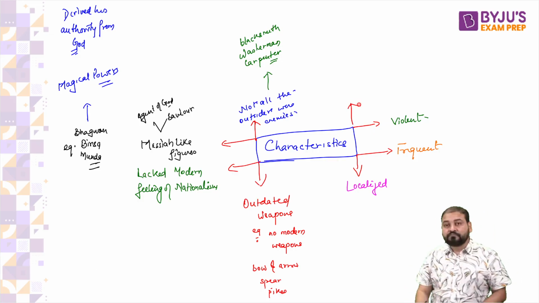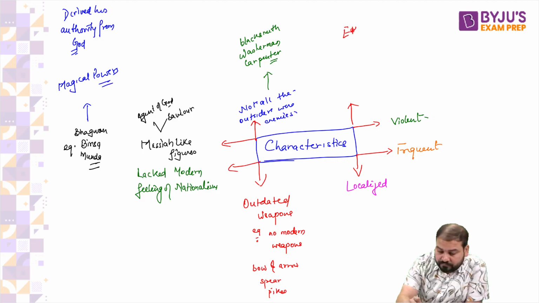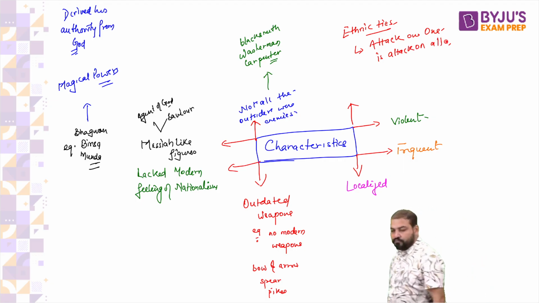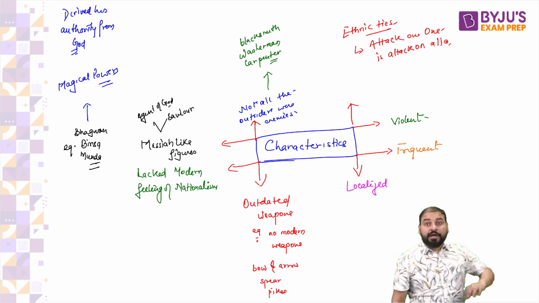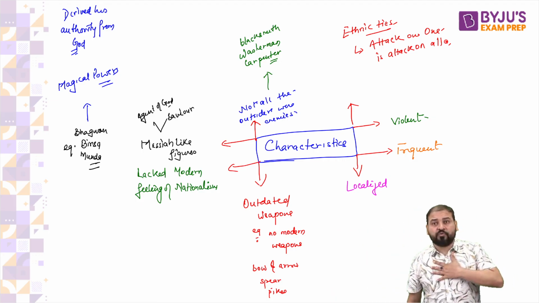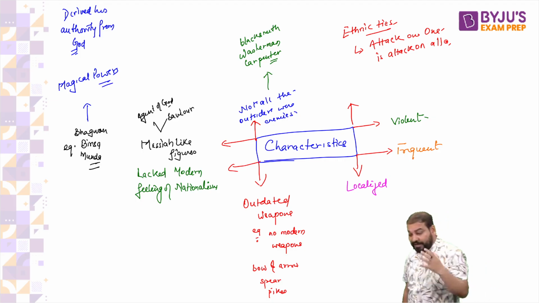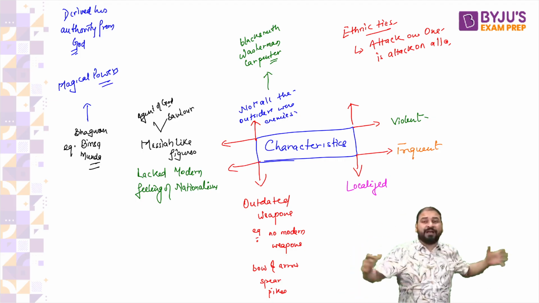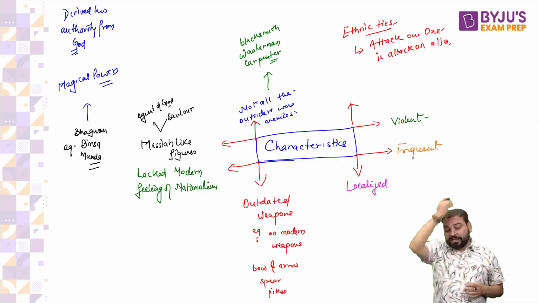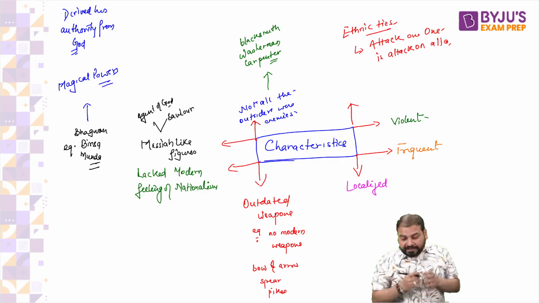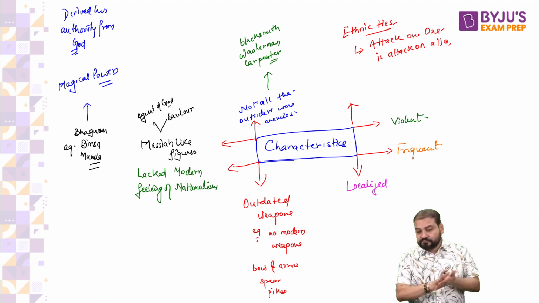Lastly, last point, guys. Ethnic ties. Attack on one is attack on all. Everyone, do you understand this? Ethnicity. One Santal, one Rohit Kumar has been attacked. Now every Santal will fight for Rohit Kumar. Why? Because it is an attack on one. They are bound by ethnic ties. Am I clear, everyone? All of you, are the characteristics clear?